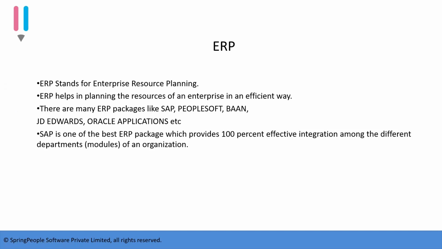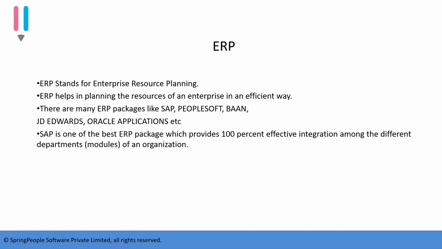There are many ERP packages like SAP, PeopleSoft, Baan, JD Edwards, Oracle, and so on. Now, SAP is one of the best ERP packages which provides 100% effective integration among the different departments of an organization. This is the USP of SAP, the unique selling point, 100% effective integration among the different departments. These departments are called modules in SAP. Modules means the departments. What are the various modules? We'll learn after some time.